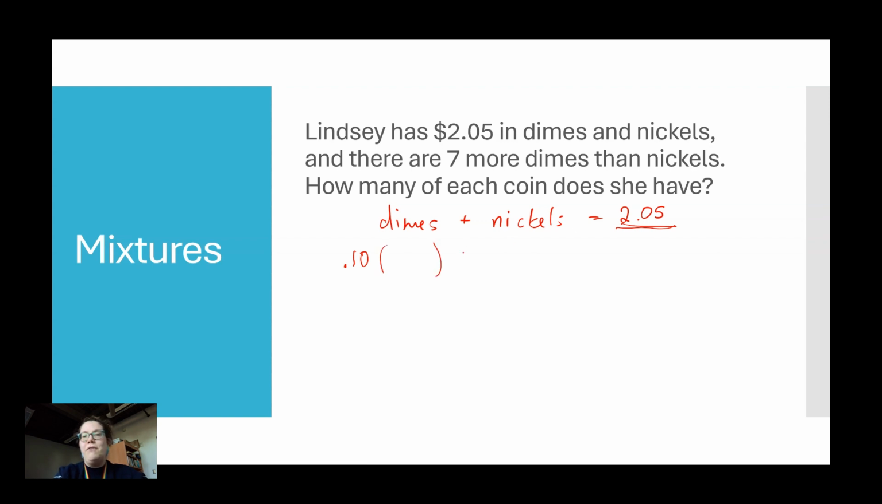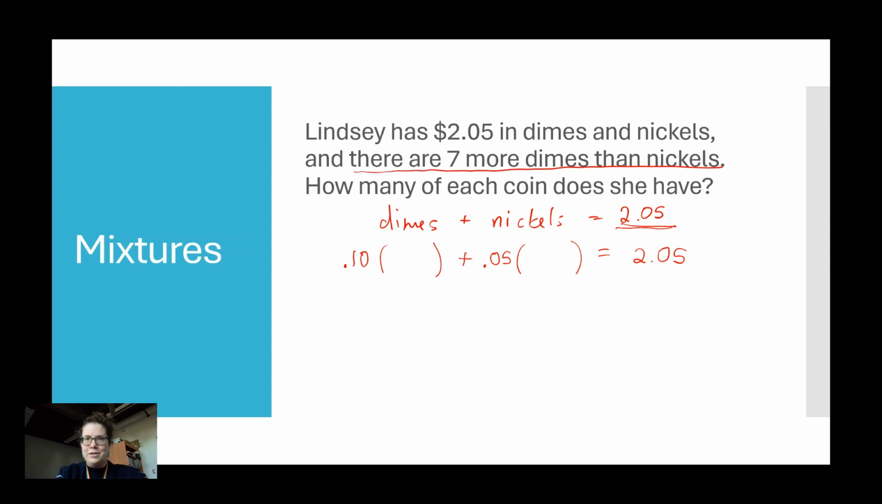A nickel is 5 cents. So from a dollar, that's 0.05. And then I have some number of nickels. And altogether, this is making $2.05. Everything's in our value. It's measured in dollars now, everything I've got. Now I need to use the second half of this sentence. There are 7 more dimes than nickels.